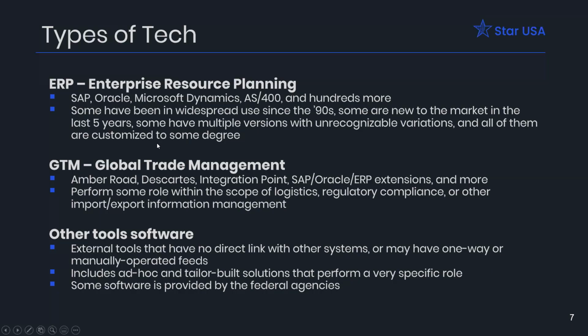So some of the types of technology that I'm talking about in today's webinar that we deal with on a day-to-day basis, one of the major ones are the ERP systems, the Enterprise Resource Planning Systems. I'm talking about things like SAP or Oracle, Microsoft Dynamics, AS400 if you're on the legacy stuff. There's literally hundreds of different ERP systems, and there's even homegrown ones that people have implemented for their organization. Some of these have been in use since the 90s. Some are brand new in the last couple of years.